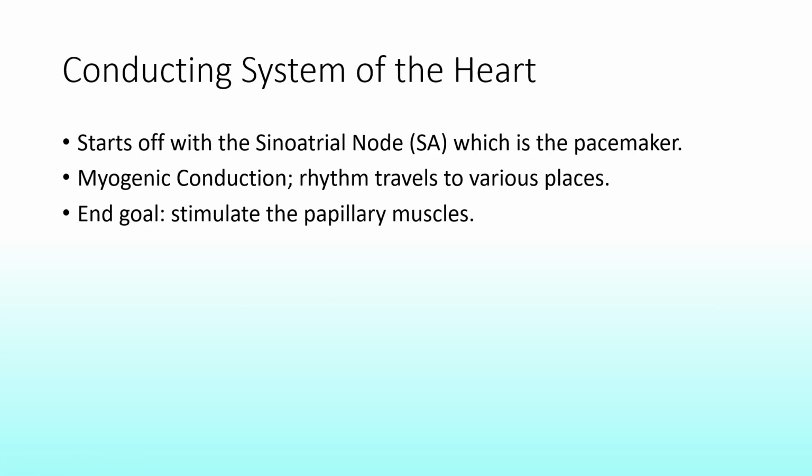Now, the conducting system of the heart. We start off with the sinoatrial node, which is the heart's pacemaker that produces rhythm. This rhythm travels by myogenic conduction through the right atrium, and then the atrioventricular node, then the atrioventricular bundle of His, and then the Purkinje fibers, which stimulate the ventricle walls and the papillary muscle. So the end goal is to essentially stimulate that papillary muscle.